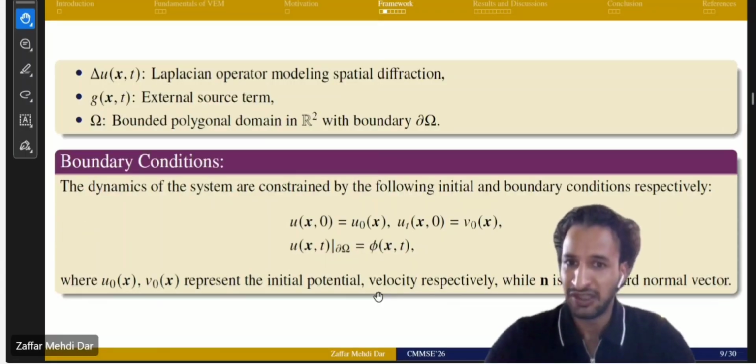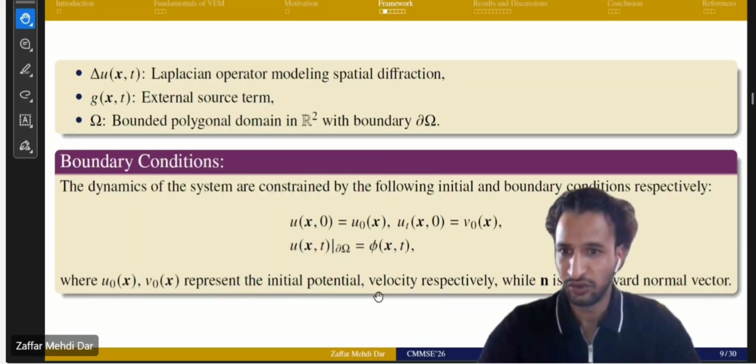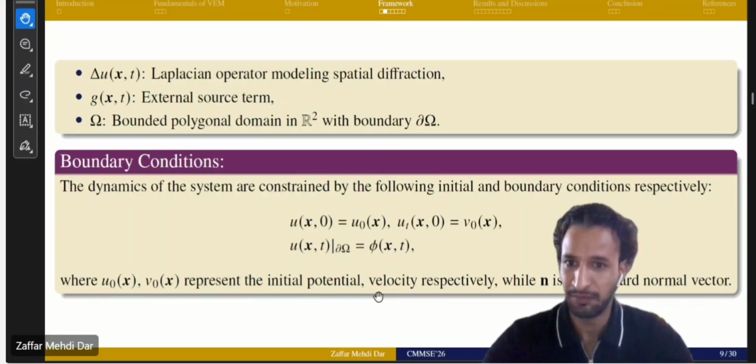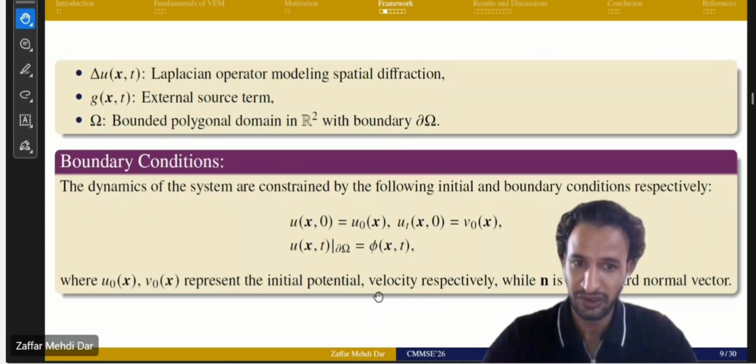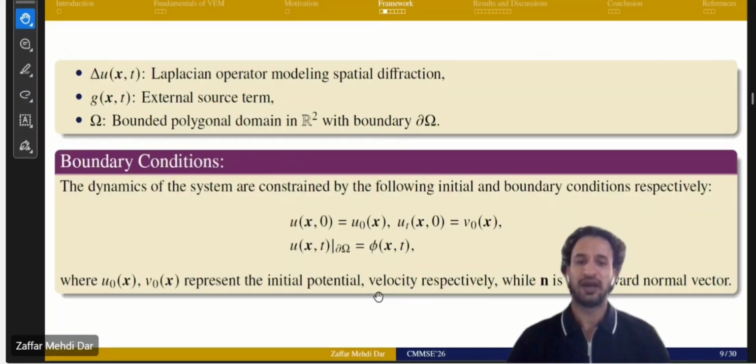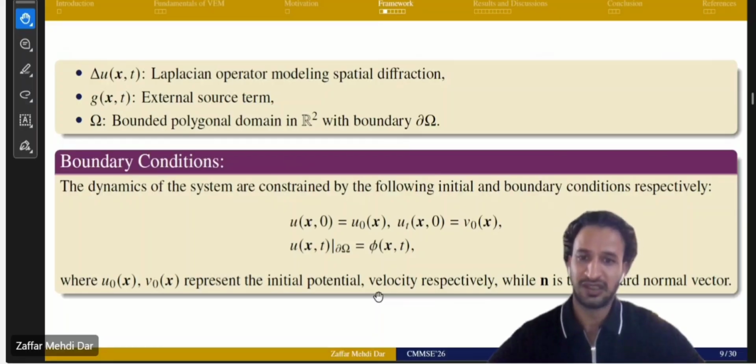Now in our study, we are going to take the Riemann-Liouville type fractional derivative in our mathematical model. We have the Laplacian operator that represents the spatial diffraction. We have the external source term. We have a bounded polygonal domain in two dimensions, with the boundary denoted by partial omega. We have the initial and boundary conditions given by non-zero values. We are going to utilize these values in order to find the numerical solution of the given governing equation.